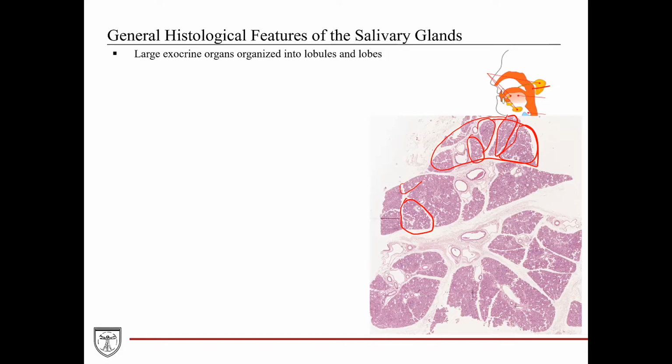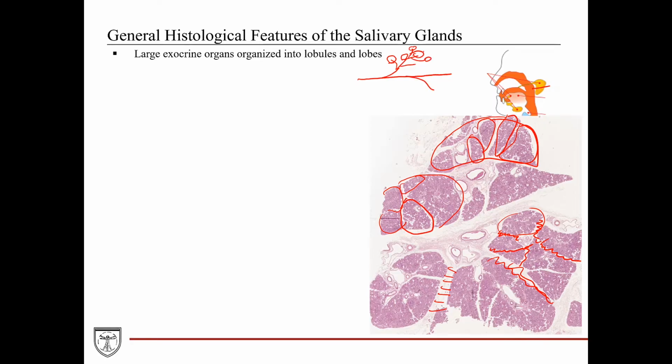These types of organizations can be a little bit arbitrary, but what helps us is that each lobule and lobe are separated by small amounts of connective tissue septa. You may remember from the epithelial tissue lecture that large exocrine glands are kind of like a bunch of grapes with a main stem and smaller branches that lead into even smaller branches, which then end up in small grapes.